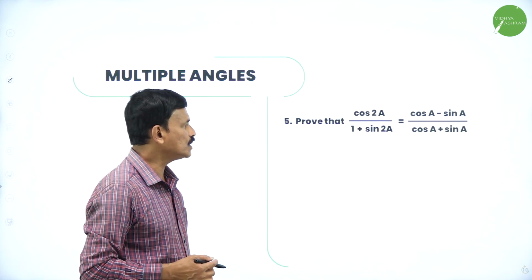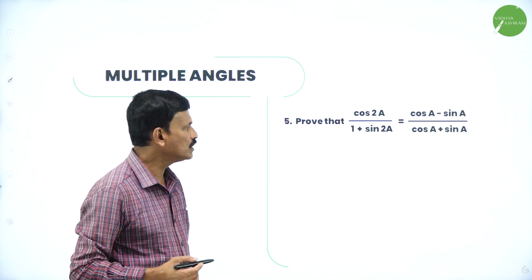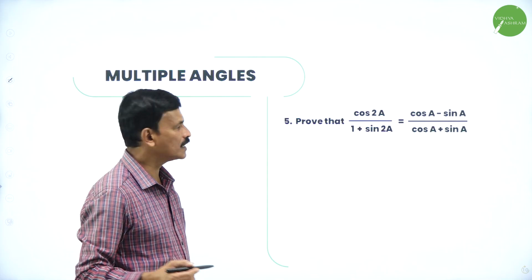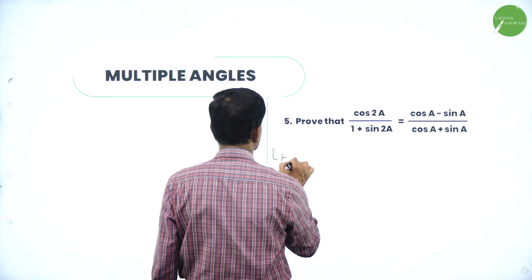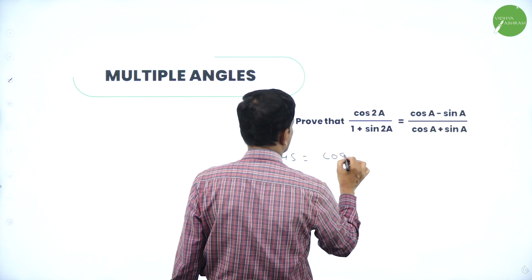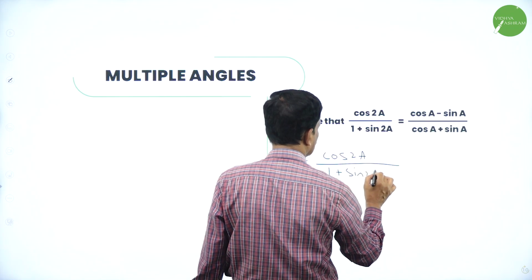Prove that cos 2a divided by 1 plus sin 2a is equal to cos a minus sin a divided by cos a plus sin a. This is also very easy and important problem. Now let us take LHS first. What is LHS? Cos 2a divided by 1 plus sin 2a.